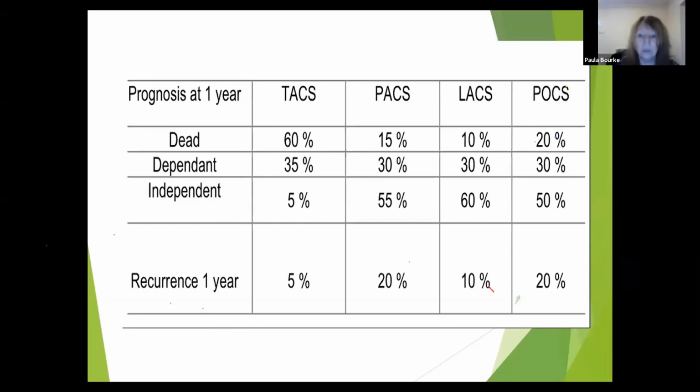And then you've got the lacunars. Only 10% die, but 10% do have a recurrence in a year, and only 60%, not all of them, get back to complete normality. And again, with the POCIs, 50% get back. So it's worth looking at, and it's one of those tools I would suggest for nurses to really look at if you want to do papers and you want to write about stroke patients and your outcome details.